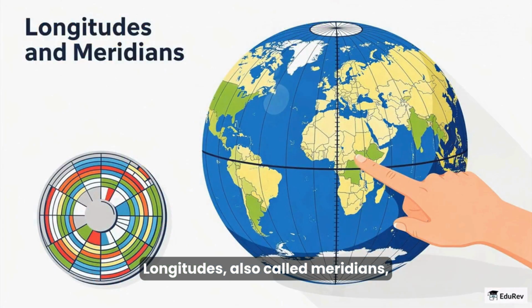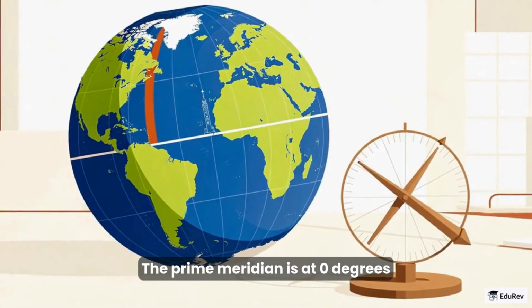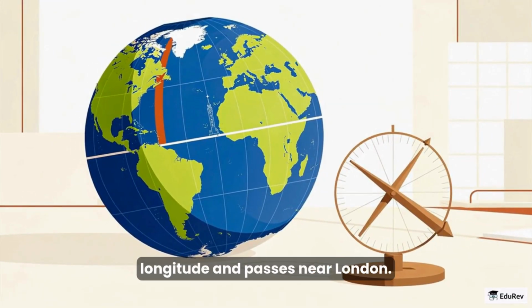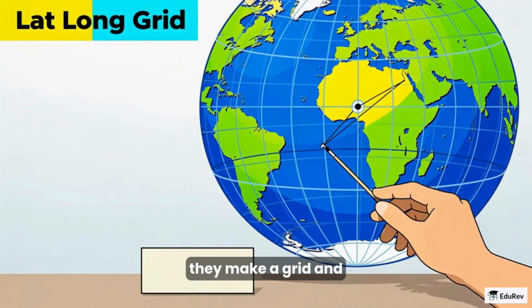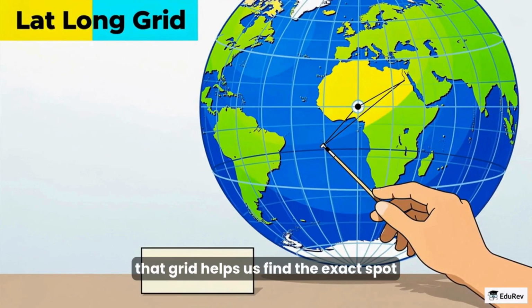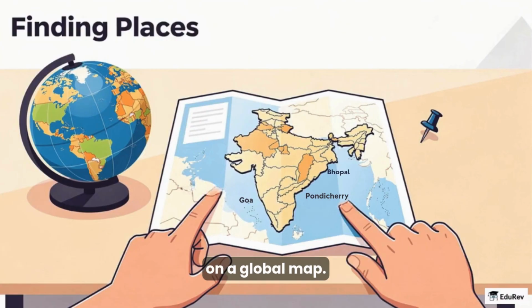Longitudes, also called meridians, are curved lines that run from the North Pole to the South Pole. The prime meridian is at 0 degrees longitude and passes near London. And longitudes help us tell time differences between places. When latitudes and longitudes cross, they make a grid. And that grid helps us find the exact spot of any place on Earth. For example, knowing the grid numbers, we can find Pondicherry or Bhopal on a global map.